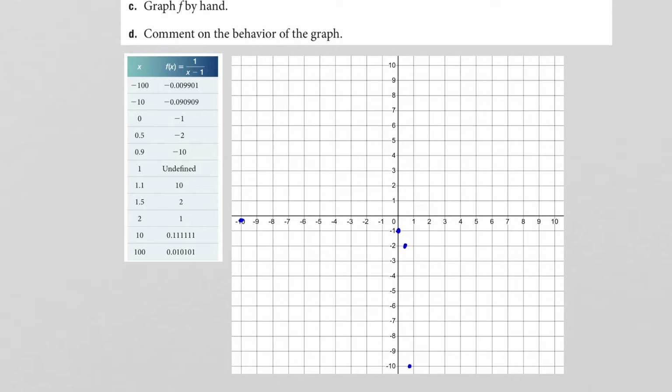So on the positive side of things, when x is 1.1, y is 10. 1.1 is here, and y equals 10 is up there. And then we have x equals 1.5, and then y equals 2. That's right about here. x equals 2, y equals 1. And then we have x equals 10, y equals 0.1111. That's this point right about here. So if you sketch what this curve looks like, it is doing something like this.